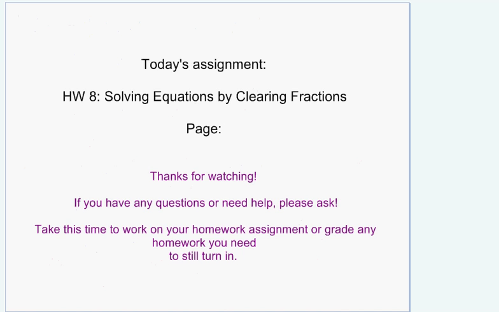So let's take a look at today's assignment. You're going to be working on homework 8, solving equations by clearing the fractions. And you can find this homework assignment on page 40 to 41.